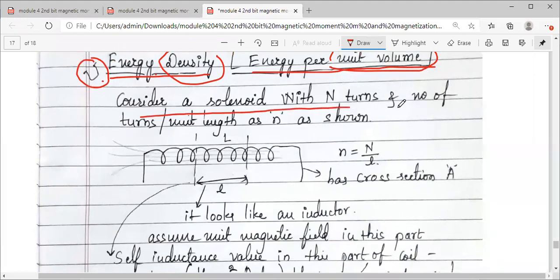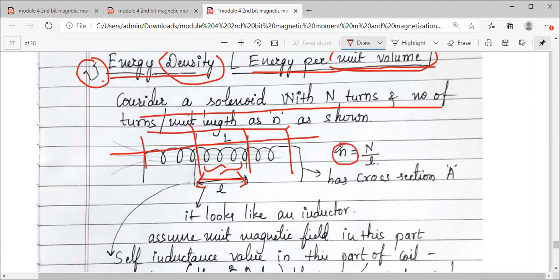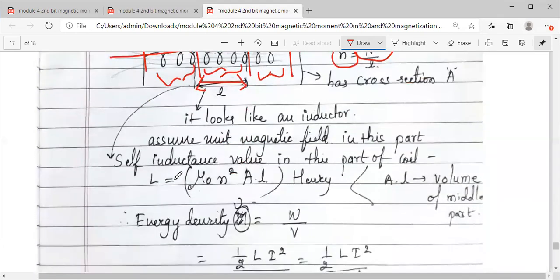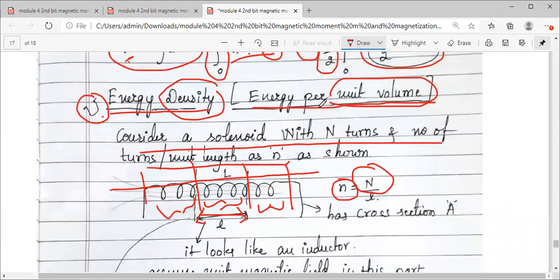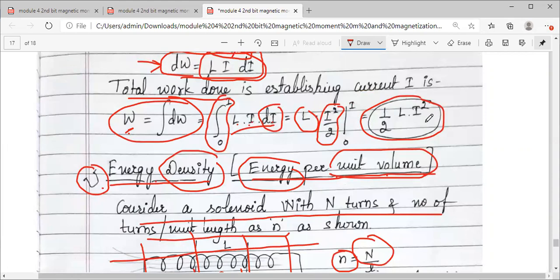If I consider a solenoid with n number of turns per unit length. If I divide the complete solenoid into a number of parts, and if this is per unit length, the turns in it will be my n. This is also a small amount of n. Now if you add all the n, you get the total number of turns. Fine, U equals what? Energy per unit volume. The energy or work done we have found is half L I square.